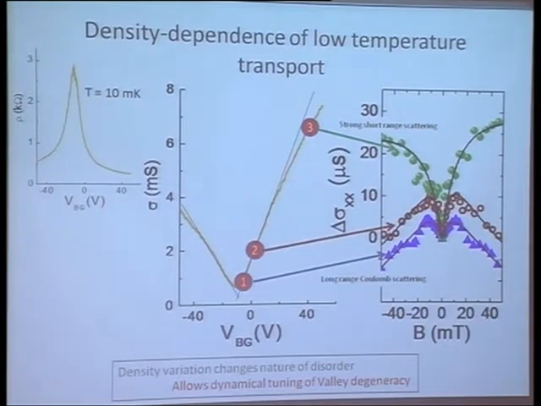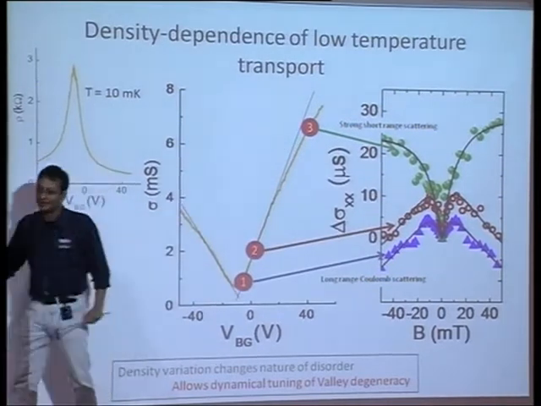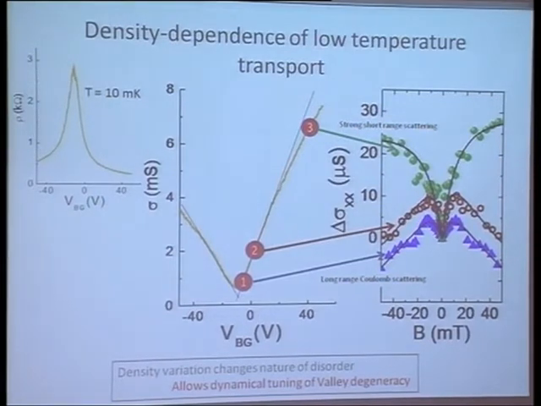So that means it's more intervalley scattering. Yes, absolutely. So over here, it's strong intervalley scattering. Over here, there is no intervalley scattering. Of conductance, that doesn't change much. It's the shape of the curve that changes.